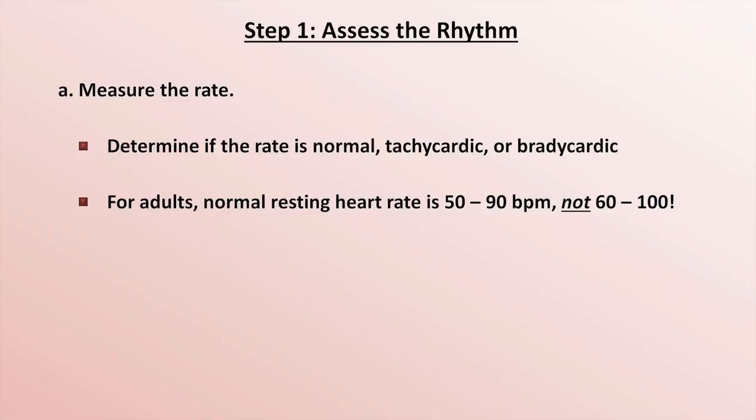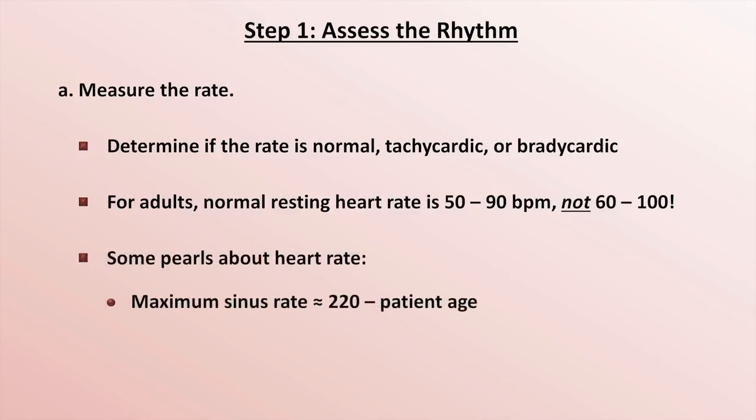And for anyone who is skeptical of this range, consider that one of the 4 criteria for the Systemic Inflammatory Response Syndrome, or SIRS, is a heart rate greater than 90, which would be a strange criteria if heart rates in the 90s were normal. Some pearls about the heart rate. The maximum predicted sinus rate is approximately 220 minus the patient's age. There are some exceptions to this, particularly among world-class elite athletes, but if you see an 80-year-old patient with a heart rate of 170, you can be very sure that it's not sinus tachycardia.